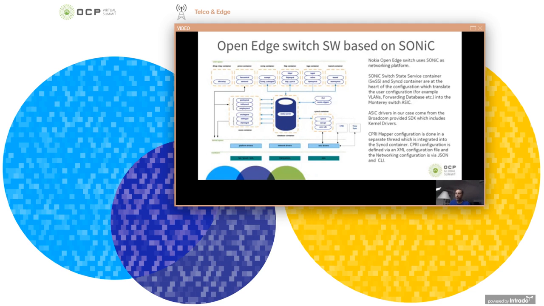Then, as said, some of the ports can be configured as CPRI ports, and there is a CPRI mapper included in the Monterey switch device. The configuration of the CPRI mapper is done in a separate thread, which is integrated into the syncd container of the SONiC system. The CPRI configuration is defined via an XML configuration file, and the networking configuration is defined with JSON and CLI.